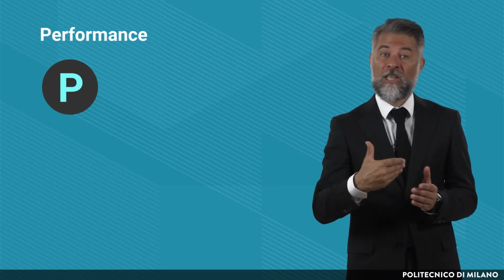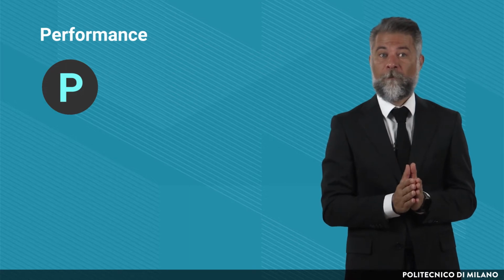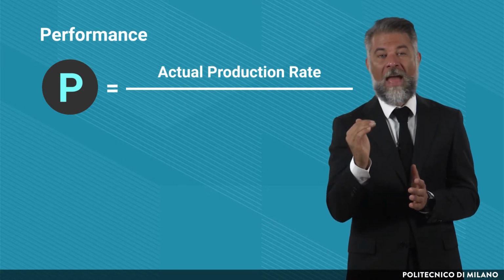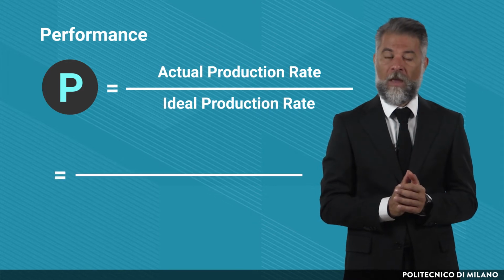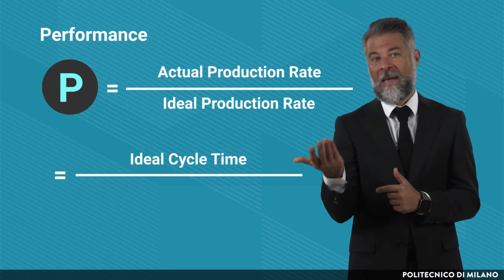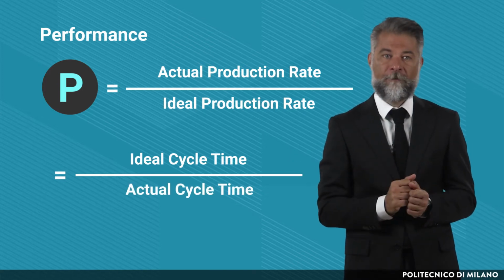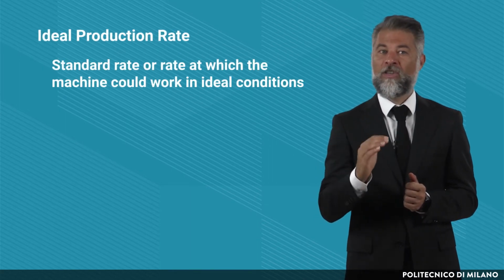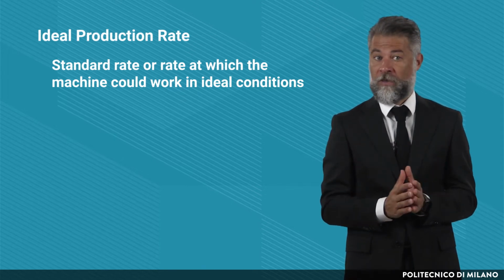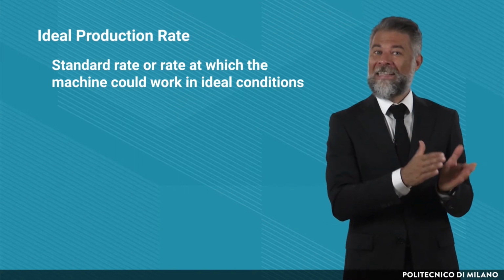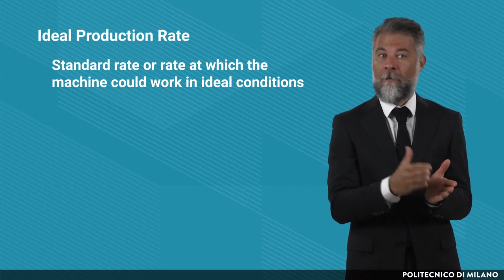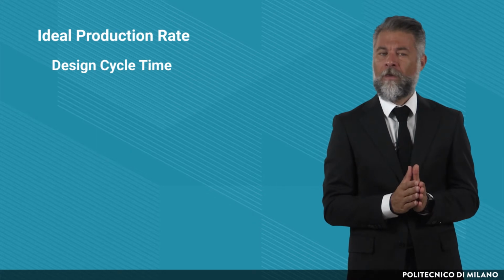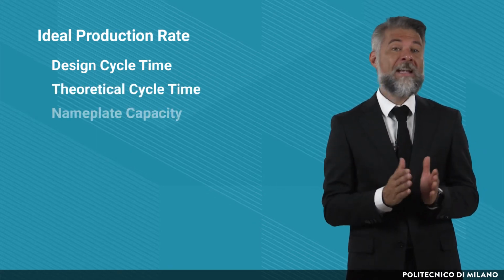Performance takes into account speed losses and minor stoppages. It is the ratio between the actual average production rate and the ideal production rate. It could be also computed as ideal cycle time over actual cycle time. The ideal production rate is the maximum rate at which the process could operate in optimal conditions. Correspondingly, the ideal cycle time is the minimum cycle time in optimal circumstances. It is sometimes called design cycle time, theoretical cycle time, or nameplate capacity.